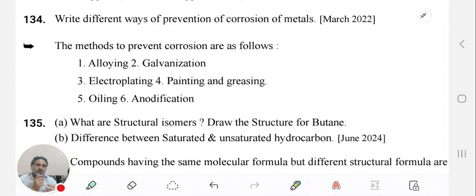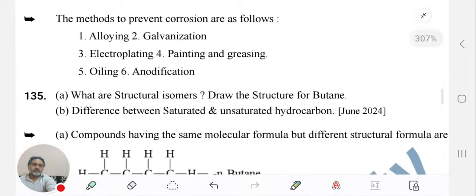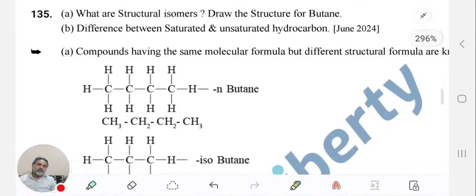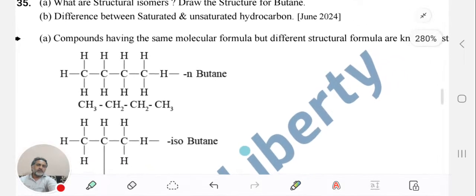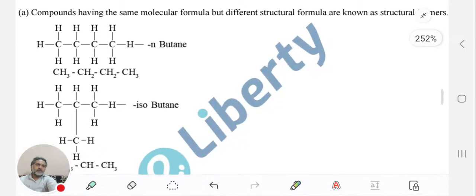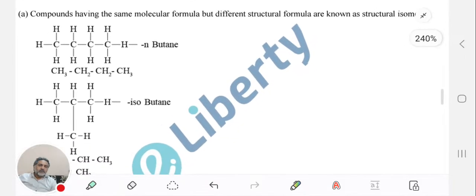Question number 135. A. What are structural isomers? Draw the structure for butane. B. Difference between saturated and unsaturated hydrocarbons. Hydrocarbons having the same molecular formula but different structural formula are known as structural isomers.